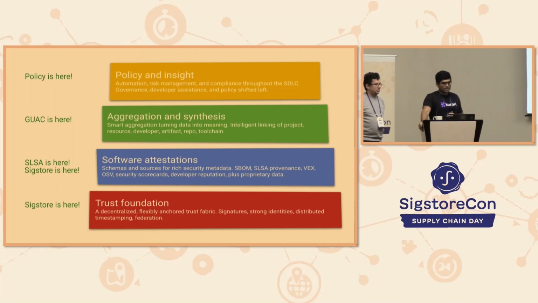So what do you do with this information? They're all separate documents, so that's not really helpful. We want to take all this information, decompose it, and then use it all together. That's where GUAC, or Graph for Understanding Artifact Composition, comes in. It's taking all this information, decomposing it, and dropping it into a graph database so that you can create all the relationships out of it.